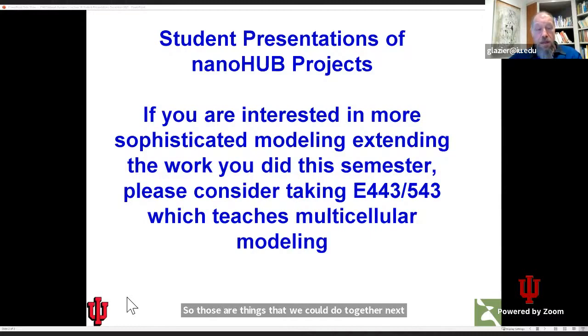Those are things that we could do together next semester if people were interested. And assuming Omicron allows it, it will be an in-person class. It will also be project-based. The material for the class is something we've developed a lot over the years. You can see it online if you're interested. There are recordings of the lectures and also the summer school that we teach each year, which covers the same material.